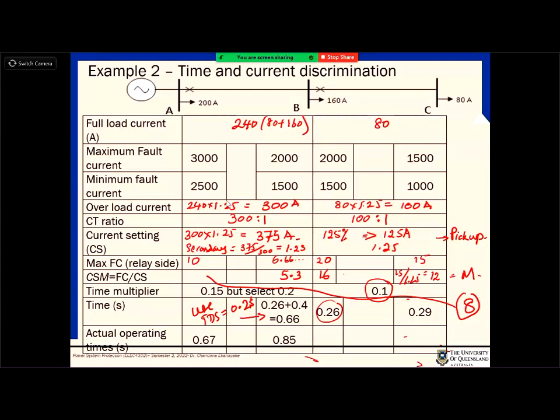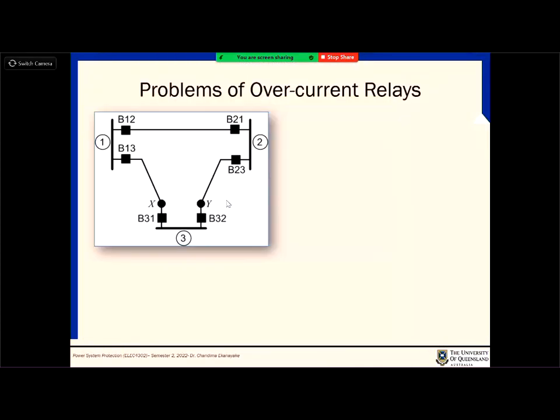calculations similar to this. We have some tutorial questions based on that, and then today on Friday I will introduce a little bit on the impedance relay, and then we can discuss a couple of questions on the impedance relay as well.